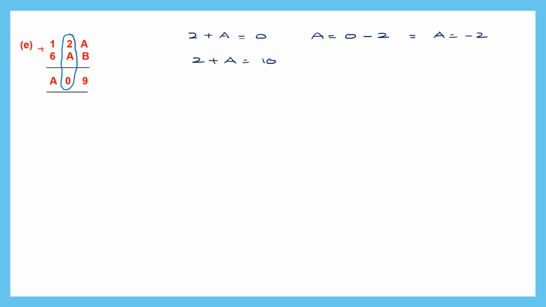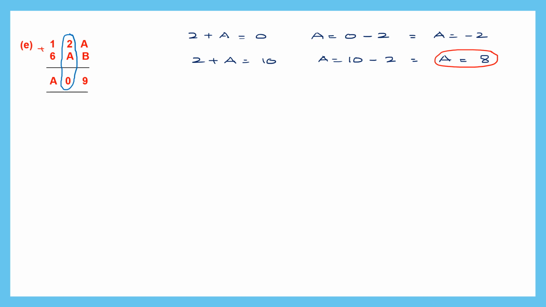Now let's find the value of A. A is equal to 10 minus 2. So 10 minus 2 is 8. That means the value of A is 8. Now we can find the value of B. So we have found the value of A. Keep that in mind and substitute. Wherever we have A, let's put 8 and then find the value of B.